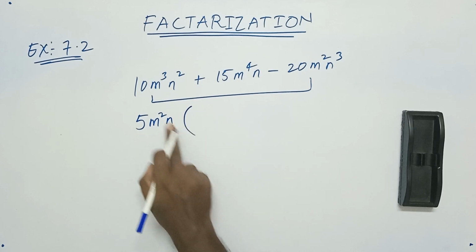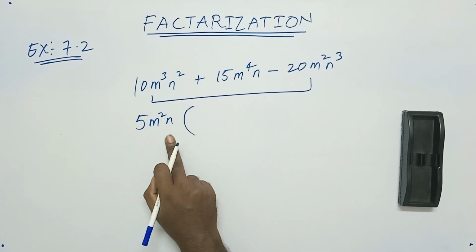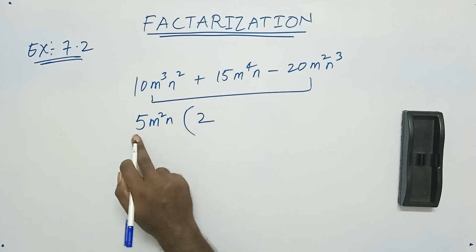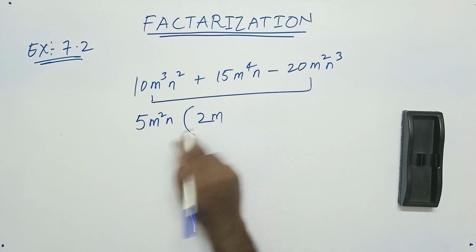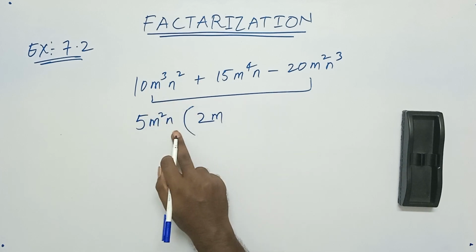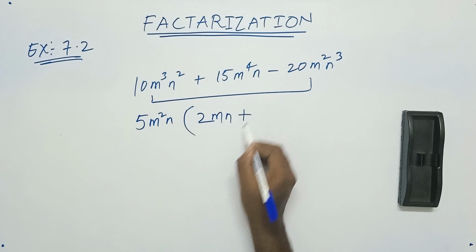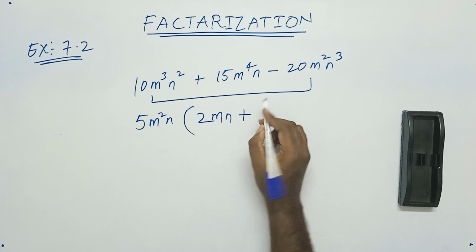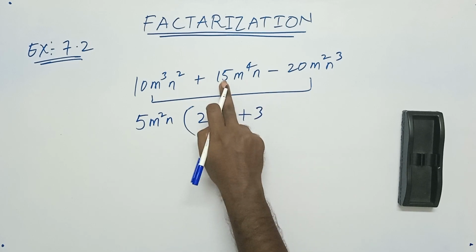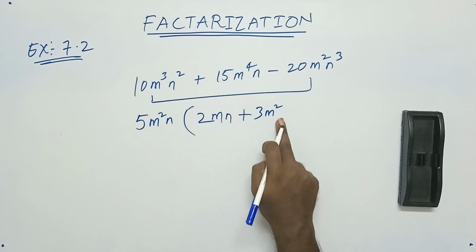Now we have the common factor, so we divide the whole expression by the obtained 5m square n. 5 2s are 10. m square into m square into m is m cube. n into n is n square, right? Moving forward, we have a plus sign, so we give a plus sign. 5 3s are 15. m square into m square is m power 4. n into 1 is n.